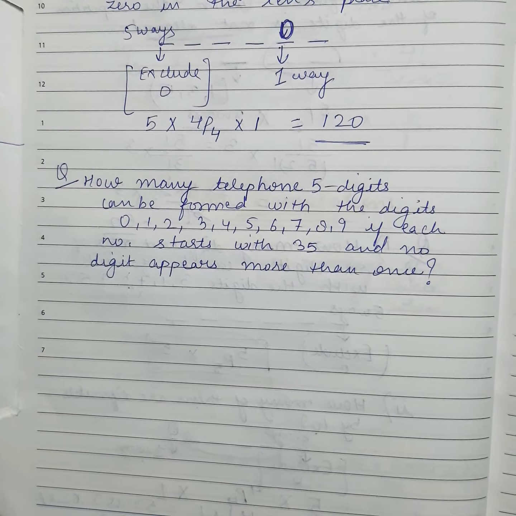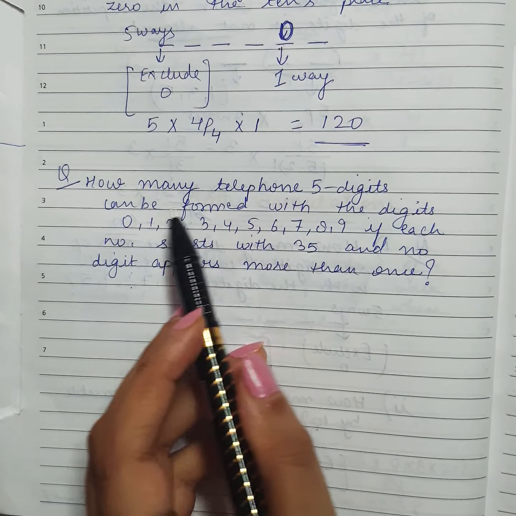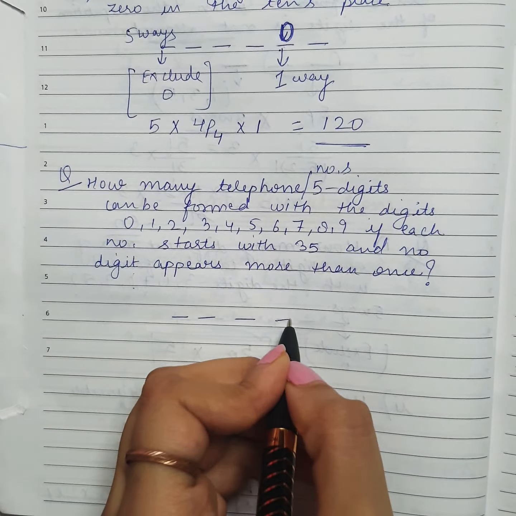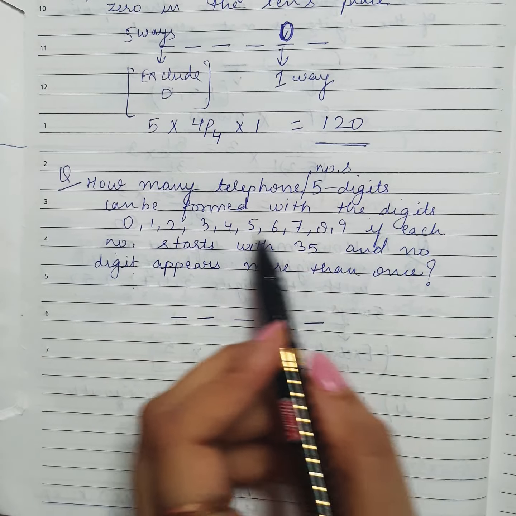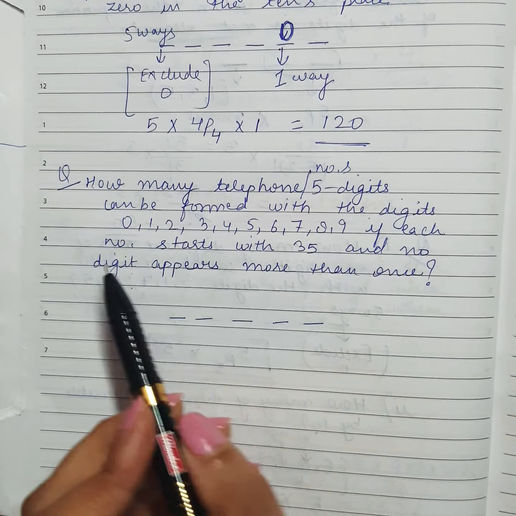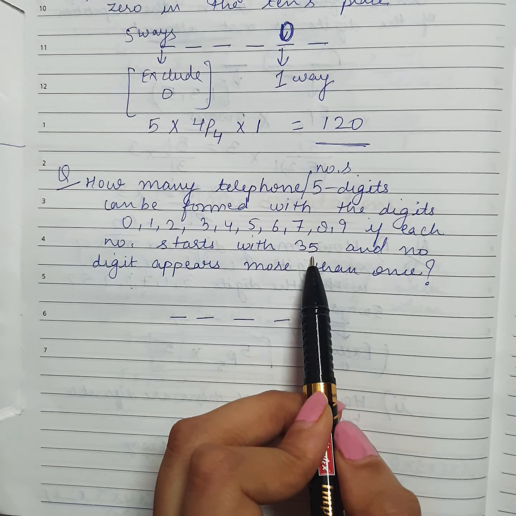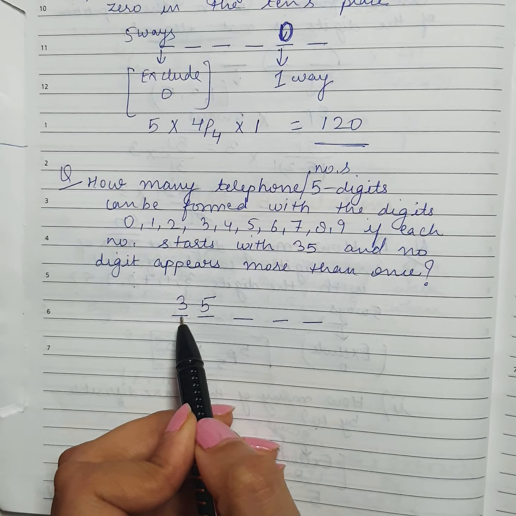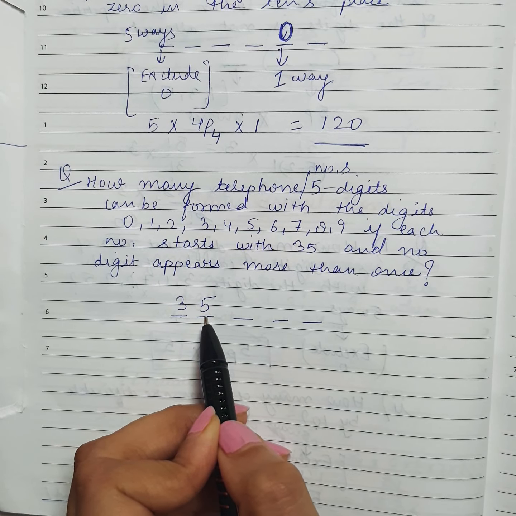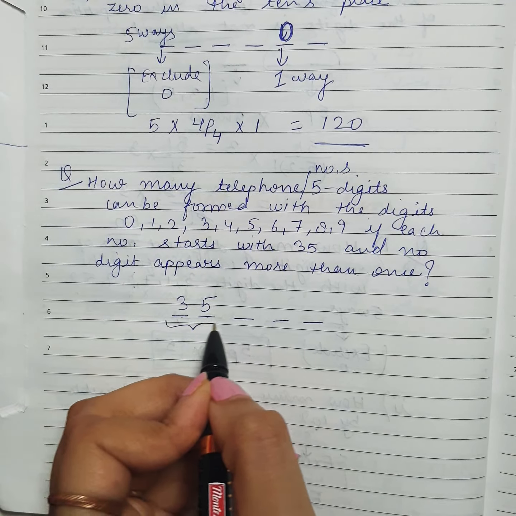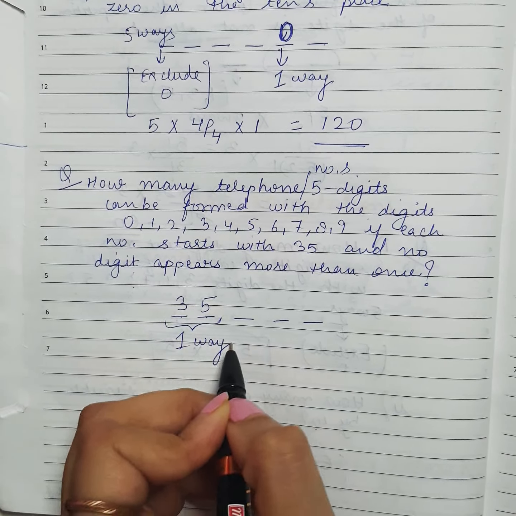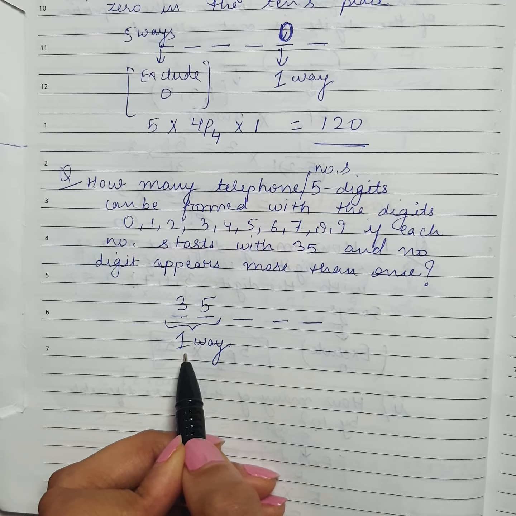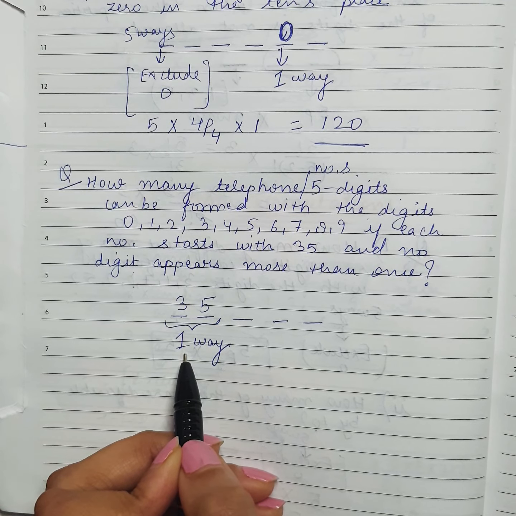Next question based on digits. How many telephone numbers each of 5 digits, 1 2 3 4 5, can be formed with the digits 0 to 9, all I have written, if each number starts with 35? That means the number starting with 35 we have to fix 3 in the first place and 5 in the second place. And while fixing them we have exactly one way to do so. Place भी fix है, number भी fix है, so और कोई option ही नहीं है, no other way. So exactly one way to do this.